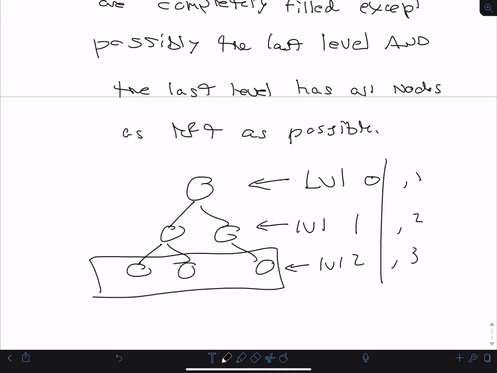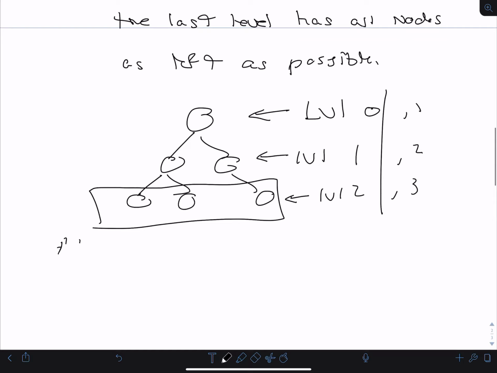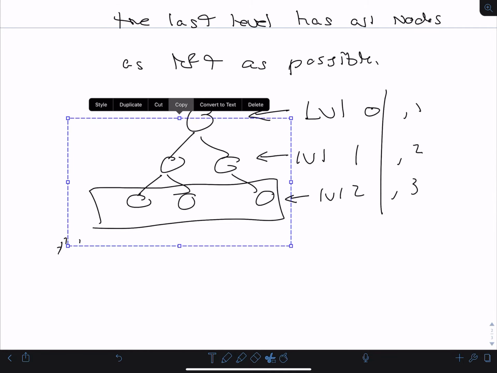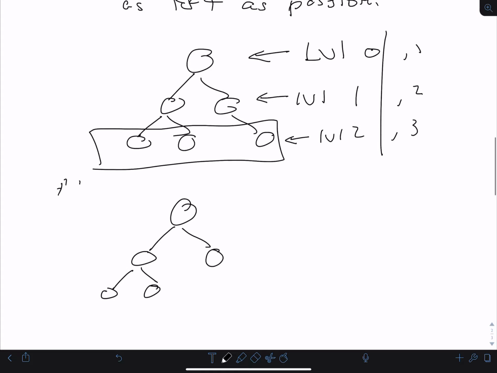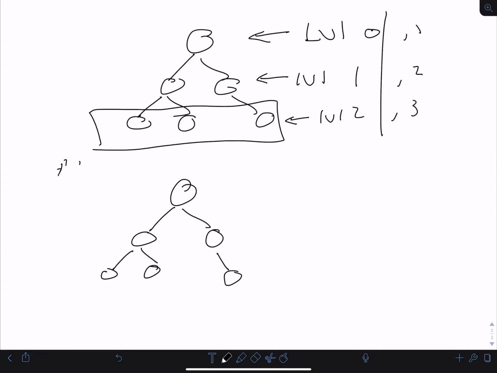Now, the last level doesn't have to be full. It can be partially full. But in that case, such as here, the nodes have to be moved as far to the left as possible, which means that this is technically not a complete binary tree. To make it complete, I would have to, actually here it's just easier to draw it again. To move 1 node, I would have to move this node from where it currently is over here into that spot. Now it is considered a complete binary tree.